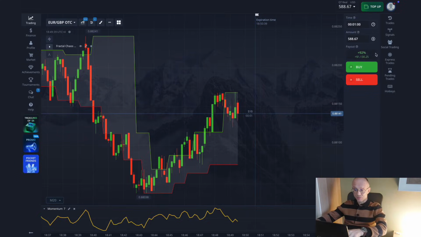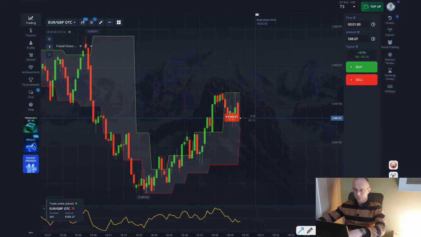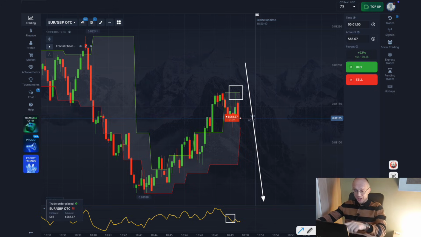Next, the market gives a more aggressive signal. With an expiration of 1 minute, I'm opening a short trade for $588. After touching the upper limit of the fractal chaos bands, the market immediately shows a clear reaction. The attempt to continue the growth doesn't develop, the upward pressure quickly fades away, and the initiative begins to shift to the sellers. At this moment, it's clear to see how the downward momentum is strengthening and the previous upward dynamics are finally losing strength.